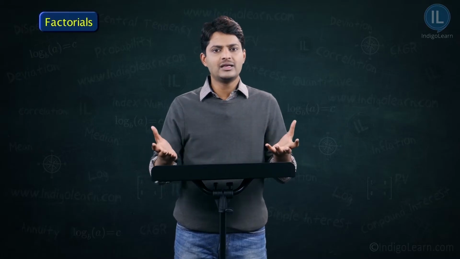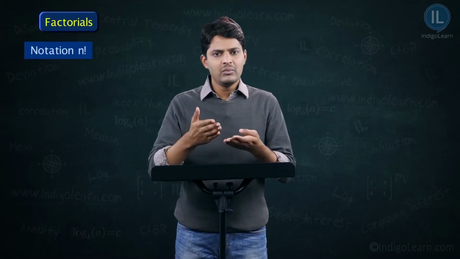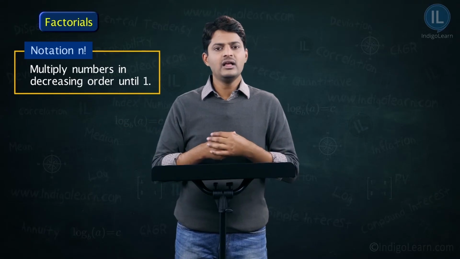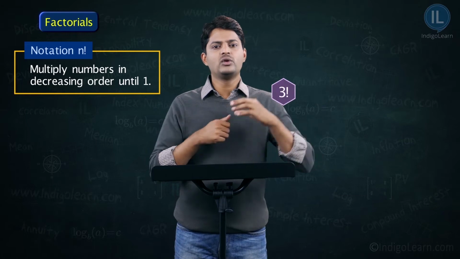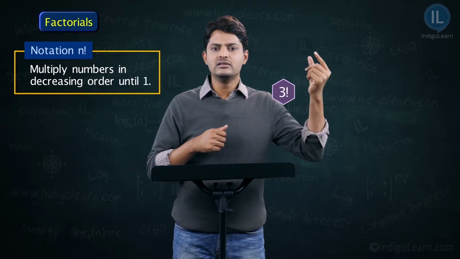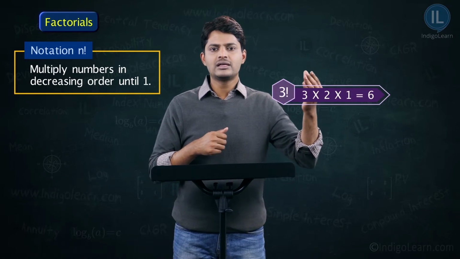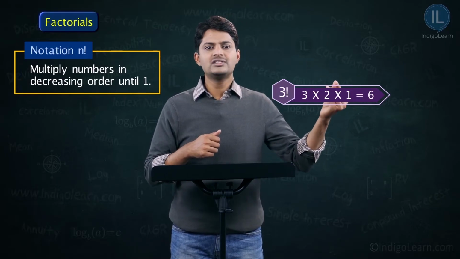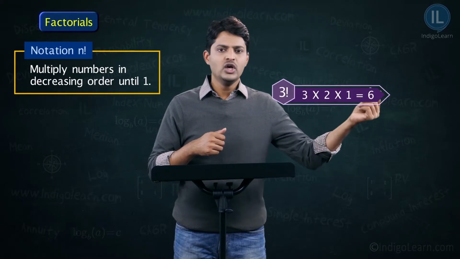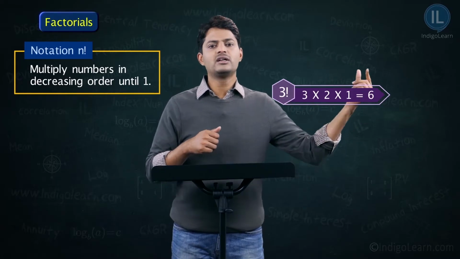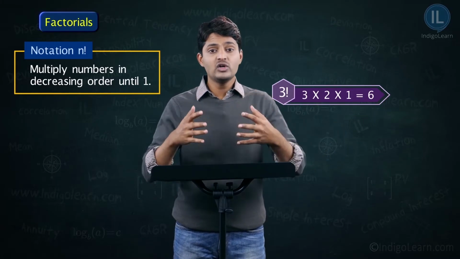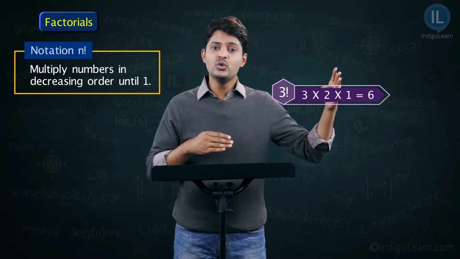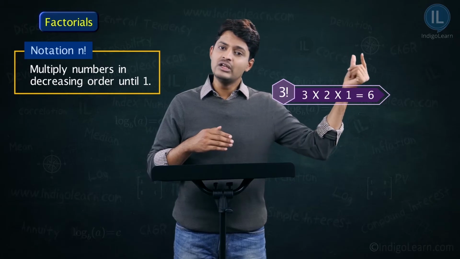Factorial of a number is nothing but multiplying the number in decreasing order till you get 1. For example, if I have the value 3 factorial, you start by multiplying 3 with the number that comes before 3, that means 1 less than 3, which is 2. Then you multiply with the number which is 1 less than 2, which is 1. You keep multiplying till you get 1. Or in other words, the value of 3 factorial is 3 into 2 into 1, which gives you the value 6.